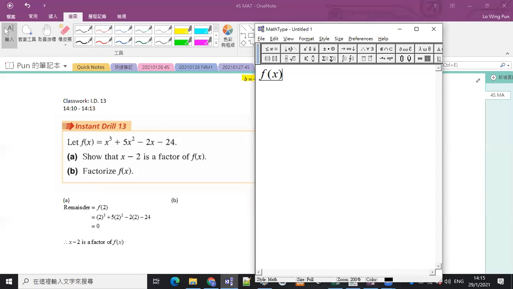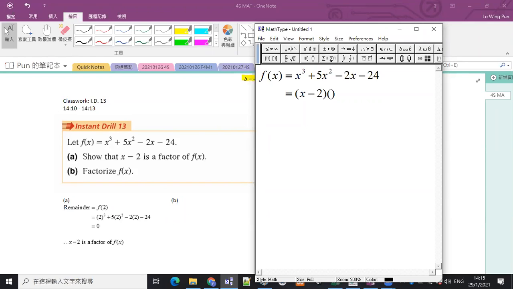Part B, factorize f(x). So f(x) originally is equal to x cubed plus 5x squared minus 2x minus 24. We have already found that x minus 2 is a factor, so it can be factorized to be this. Okay? If you use method 1 or method 2, I will now try showing you how to use method 2 first. Okay?